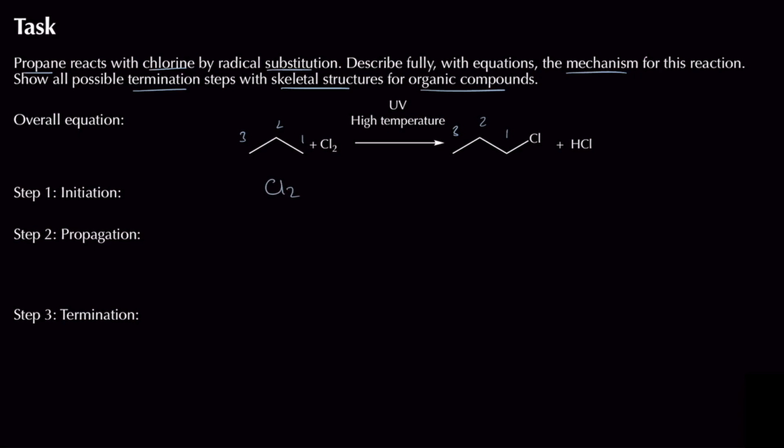But yeah, the first equation is initiation. Our radicals are going to be made. We end up with homolytic fission. I form 2 chlorine radicals over here, UV above the arrow. That's our first step done.